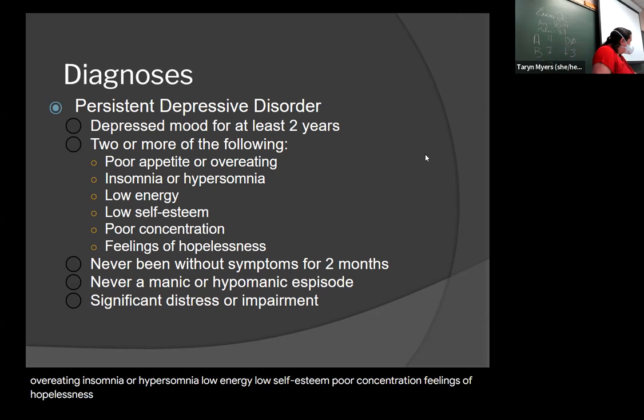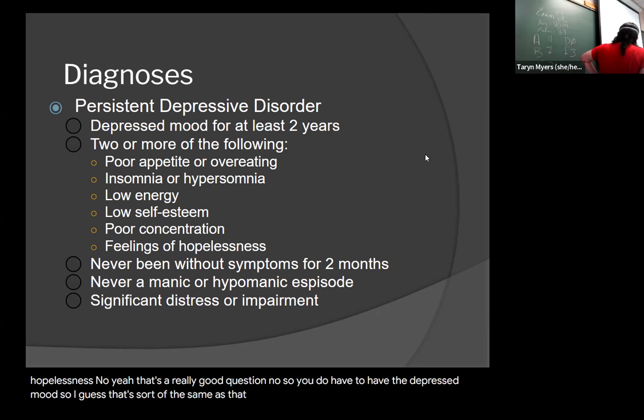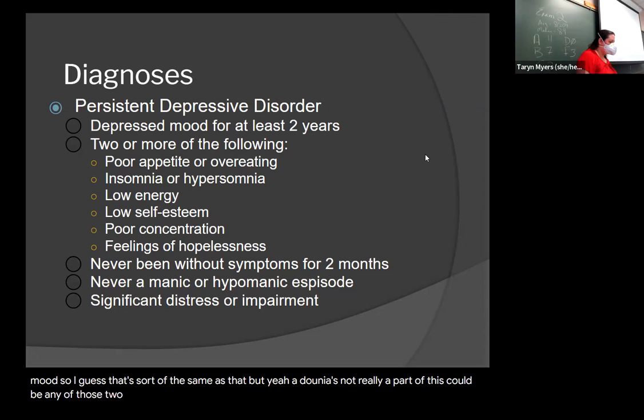Is it like the other one where it has to be one of them? No, yeah, that's a really good question. No, so you do have to have the depressed mood. So I guess that's sort of the same as that. But yeah, anhedonia is not really a part of this. So it can be any of those 2. That's a really good question.